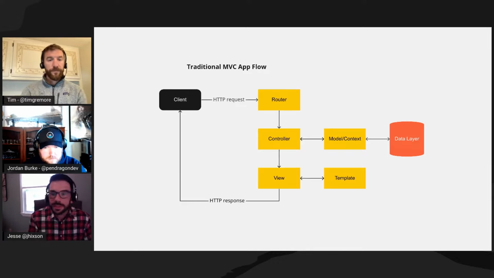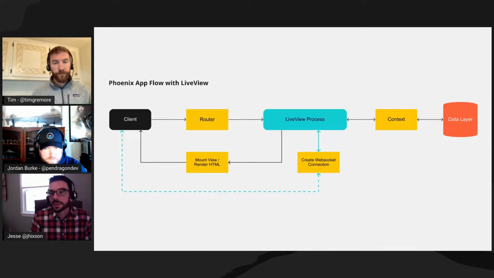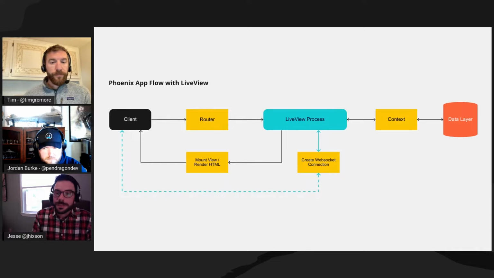Contrasting that with the LiveView app flow. There are some similar bits here, but you'll see there are some differences as well. The first stop on the request is the same: it hits the routing layer. Again, your router is going to determine what to do with this request. In the case of a LiveView application, it's actually going to pass that on to a separate process that LiveView has created. And LiveView in this case steps in as almost like the controller and the view layer.